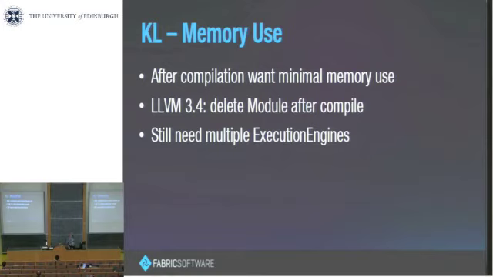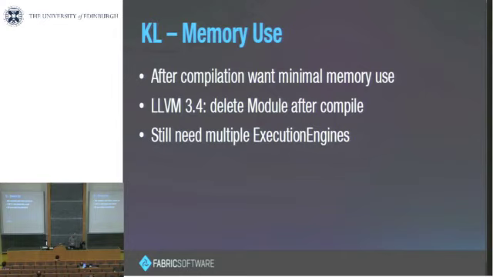I'm going to touch on memory use just a little bit. Like I said, we want minimal memory use once compilation is complete. LLVM 3.4 actually added the ability to add and remove modules on the MCJIT engine, which is a testament to how well MCJIT, I think, is following what we need. I mean, object cache came in exactly as we needed it, and this came in at a point where we were thinking, what are we going to do with memory use? So this is quite handy.